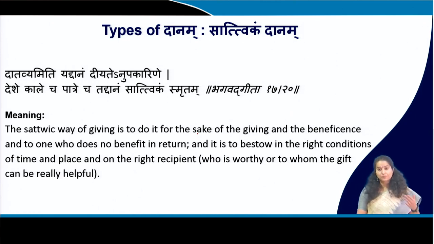In the Gita, he talks of the sattvika, rajasika and tamasika danam. Tarhi sattvika danam kim asti atra: datavyam iti yad danam diyate anupakarine deshe kale cha patre cha, tad danam sattvikam smritam. Gitayam asti saptadashe adhyaye vimshatitama shloka. The sattvic way of giving is to do it for the sake of giving and beneficence, to one who does no benefit in return, and to bestow in the right conditions of time and place on the right recipient who is worthy or to whom the gift can be really helpful.